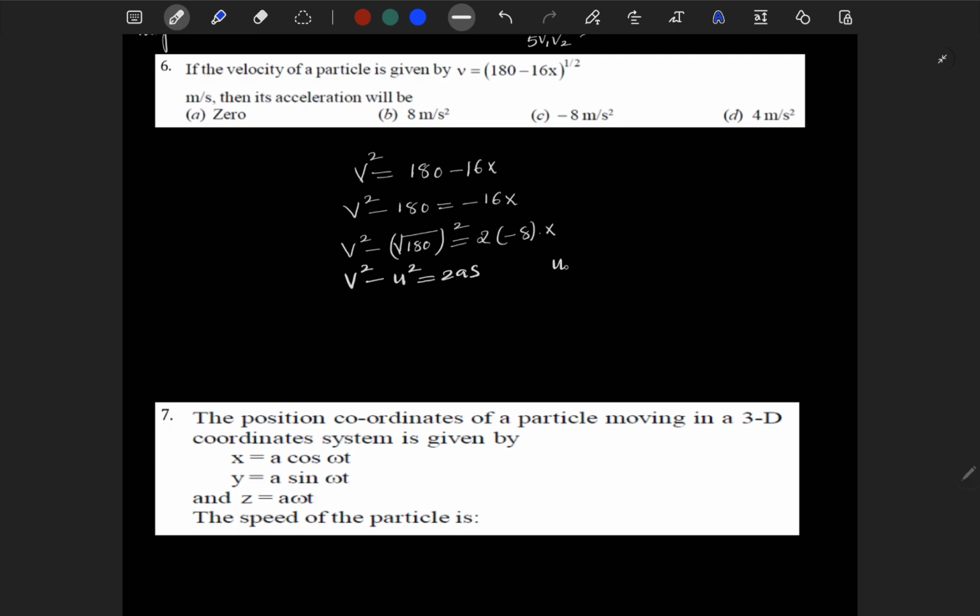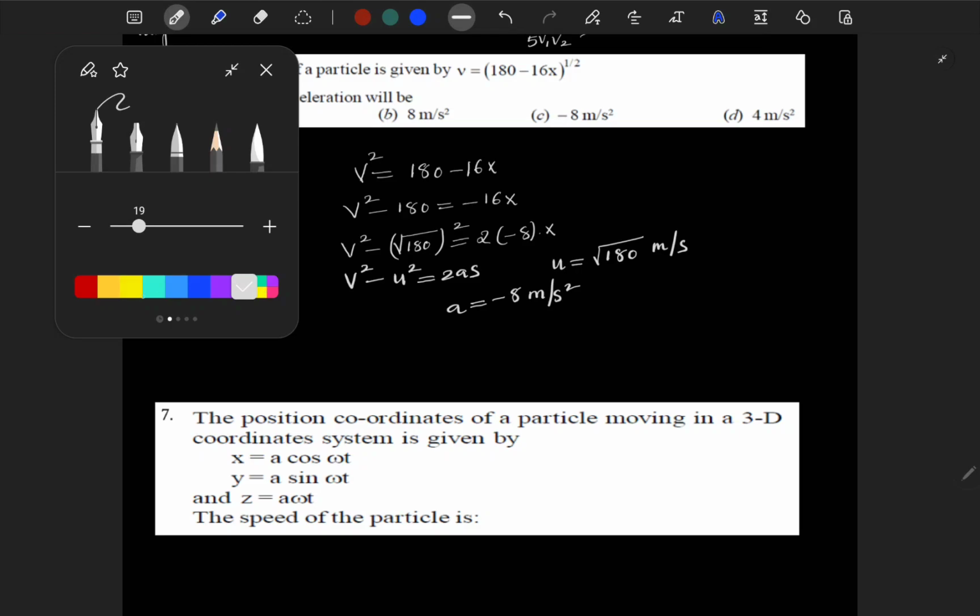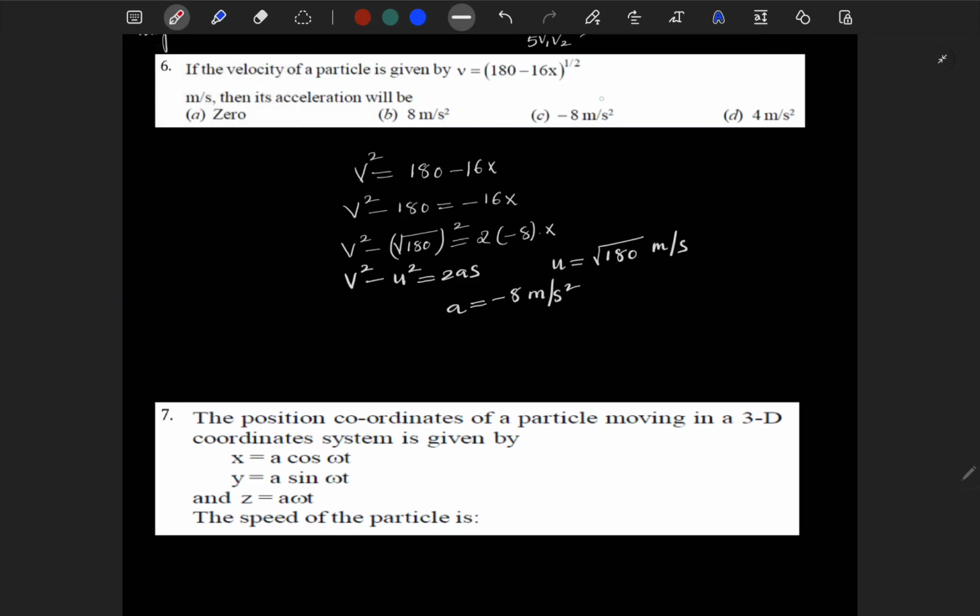then this is v square minus u square is equal to 2as. So in place of u, you have root 180, which isn't asked, but I'm just writing it. And the acceleration is minus 8, which is retardation. Hence the answer for this question is minus 8, which is option C.